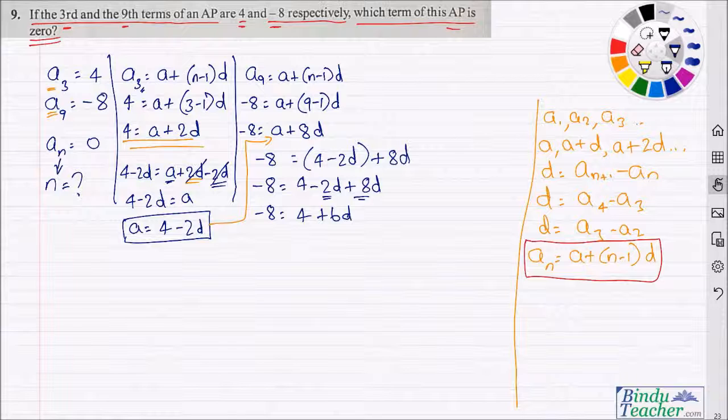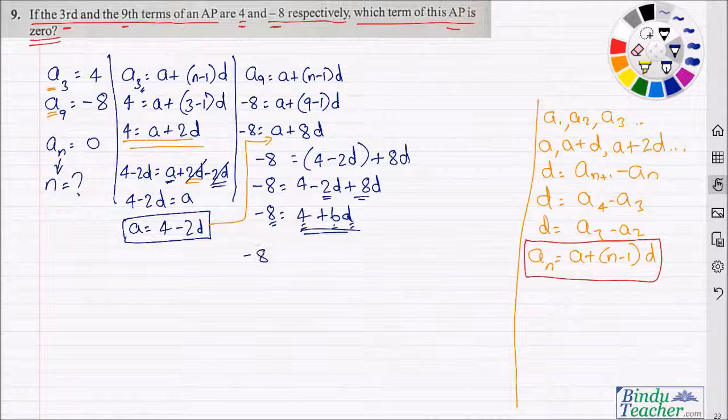Okay. Now here you can see there are 3 constants, minus 8, 4 and 6, and there's one variable, right? So we can find out the value of d from this. So we start by removing all the numbers from the right hand side of the equation. So first let's remove the plus 4.